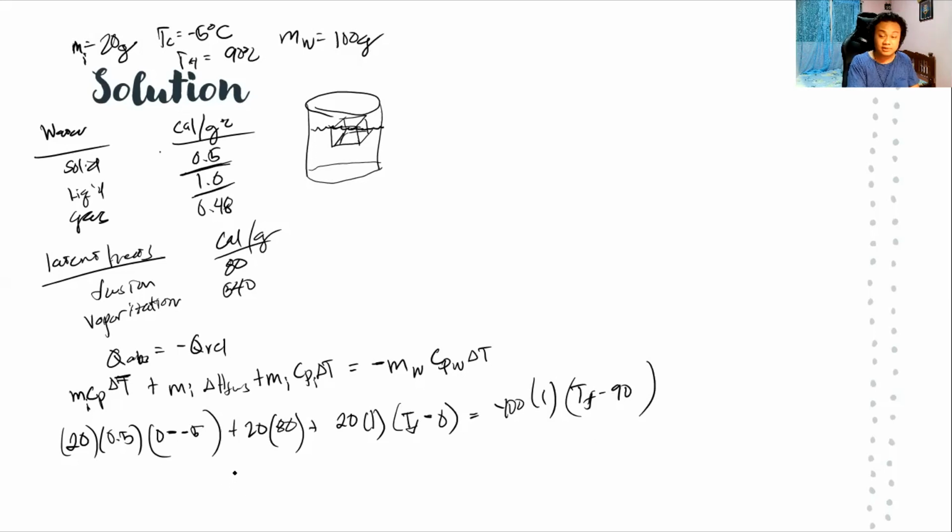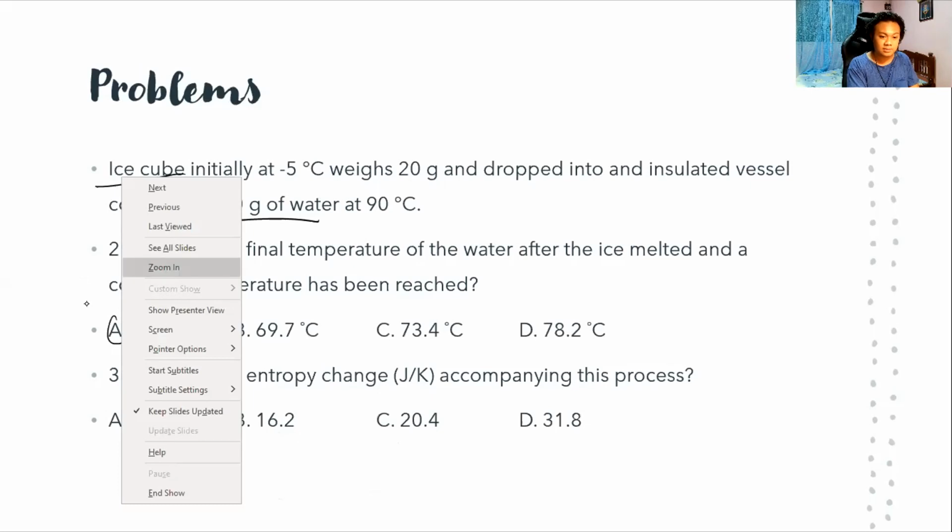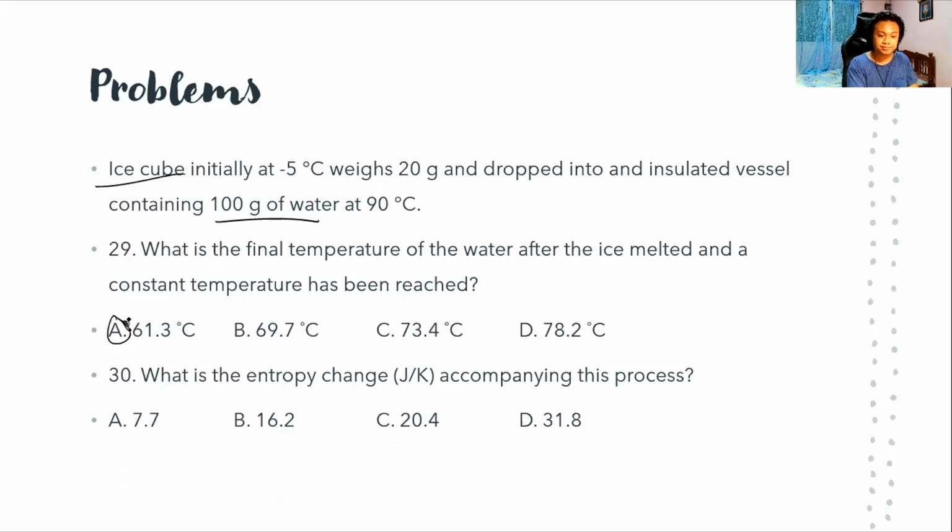And then shift solve to find Tf. So you can actually find Tf as 61.25 degrees Celsius. Okay? So that's actually letter A in our choices here. And then we are asked for the entropy change in joules per Kelvin accompanying this process.